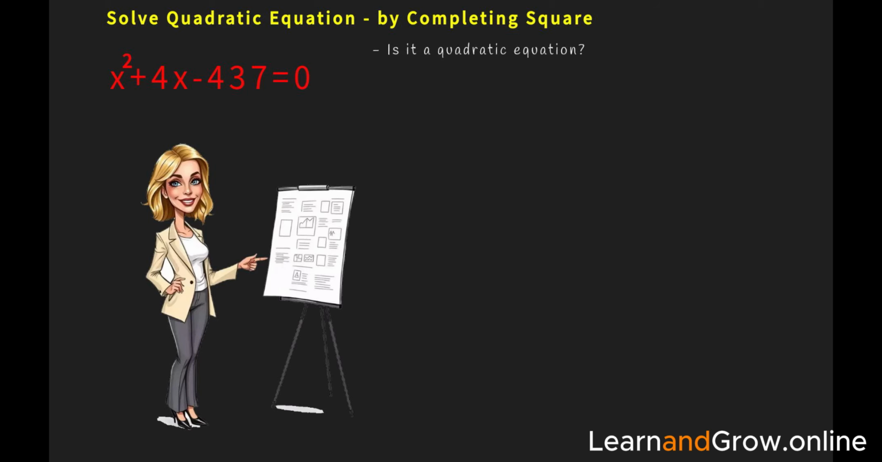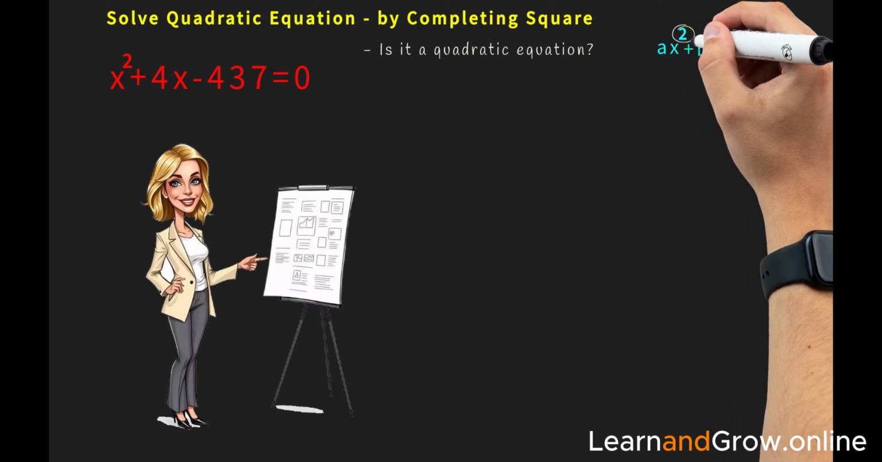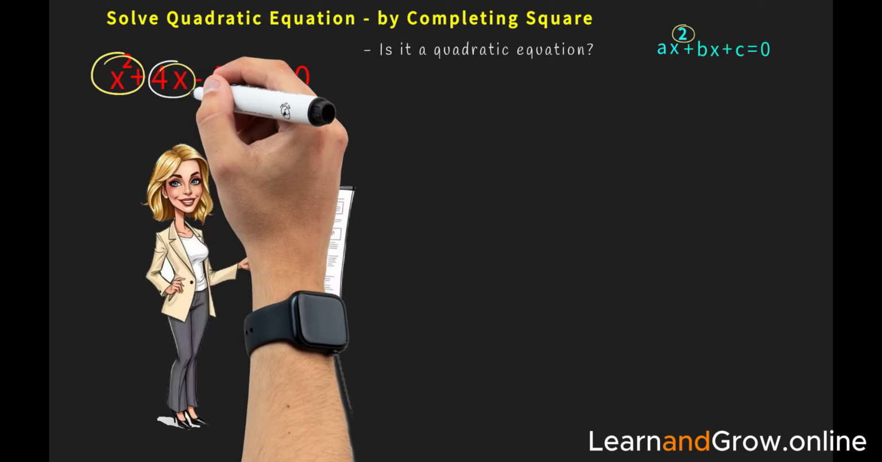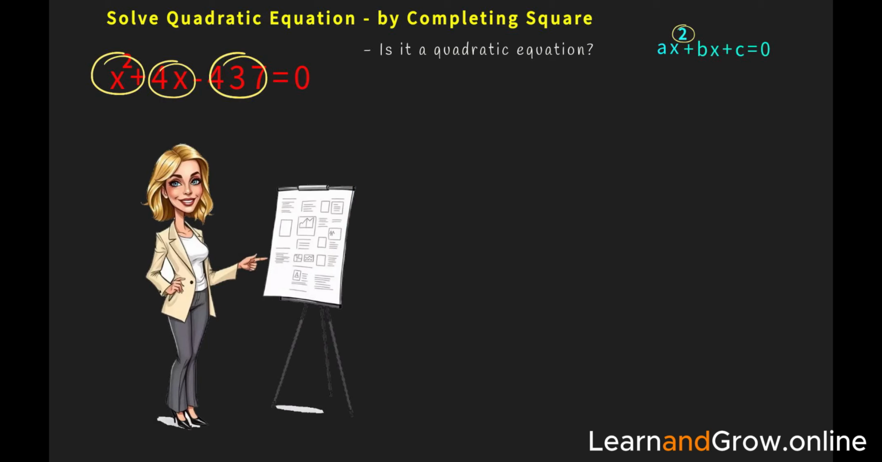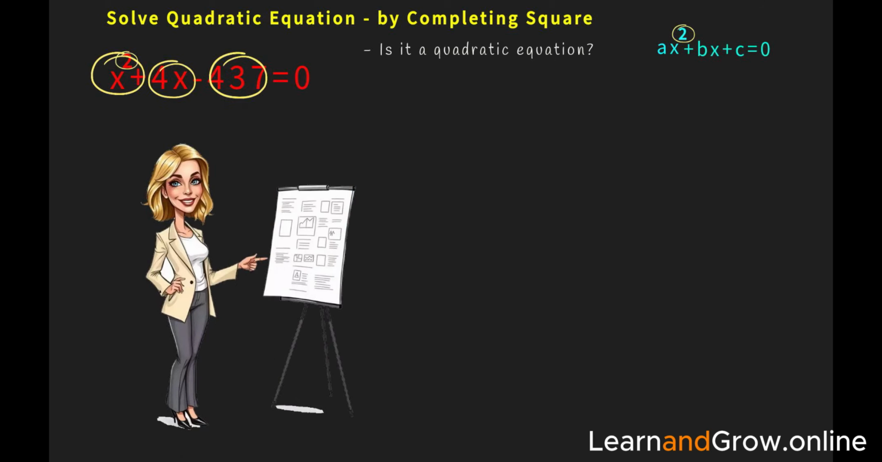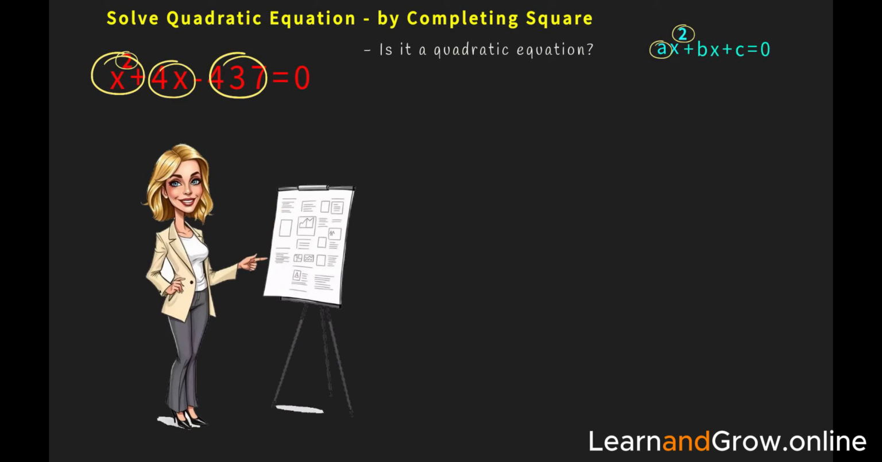The standard form of a quadratic is ax squared plus bx plus c equals 0, where the highest power of the variable is 2. Now, let's compare it with our given equation. We can see it has an x squared term, an x term, and a constant. The highest power of the variable is indeed 2. Also, in a quadratic equation, the coefficient of x squared cannot be 0, and here it is 1. So yes, we can confirm that this is a quadratic equation.